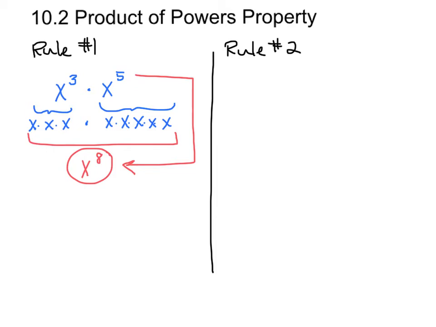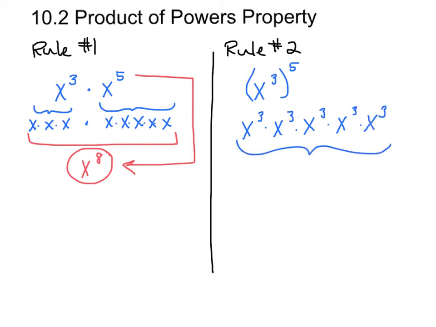We added them. So the next thing, let's look at x to the third to the 5th. Now, how many x to the thirds do you have? You have 5 of them. So this would be x to the third times x to the third times x to the third times x to the third times x to the third. Now, if you wanted to, you could take each of these x to the thirds and break them down into the 3 parts. So you could have 5 parts of 3.